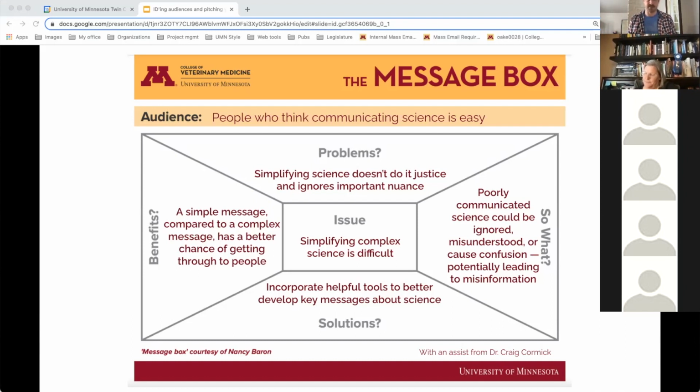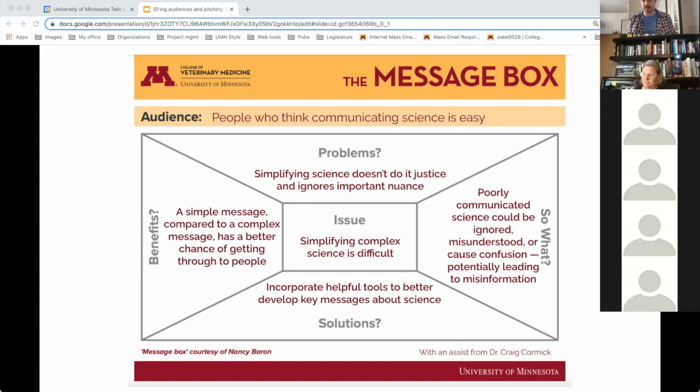The slide we're looking at now is what a message box would look like. Actually, this one comes specifically from a science communicator named Dr. Craig Cormick, and he filled this out from the science communicator standpoint. The audience is people who think communicating science is easy. The issue is simplifying complex science is difficult. The problem, as you can see, is that simplifying science doesn't do it justice and ignores important nuance. That is definitely true, and it's something that we always have to work on as science communicators and scientists.